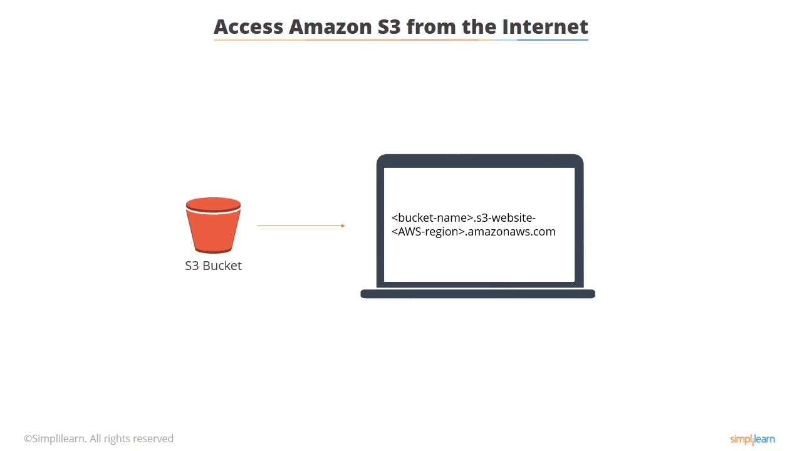But our Simplilearn bucket that sits in the US East 1 region would have a URL of simplilearn.s3-website-us-east-1, which is the region, .amazonaws.com. Now you can also use your own domains to point to your S3 buckets, and we'll look at that in the Route 53 lesson.